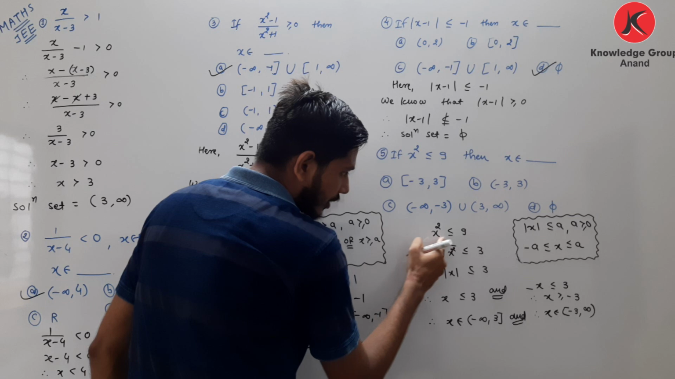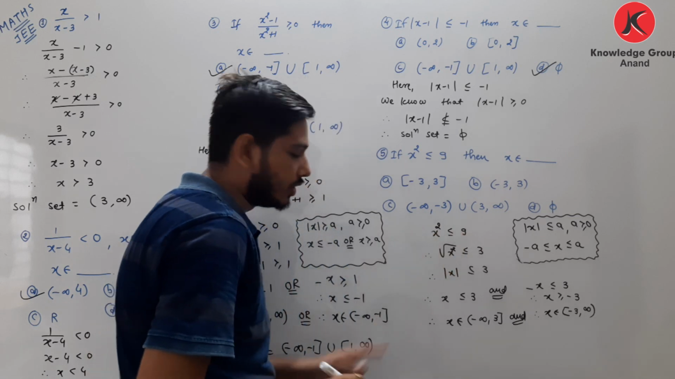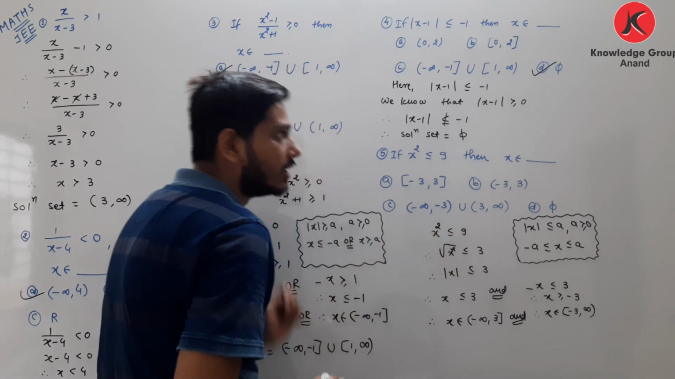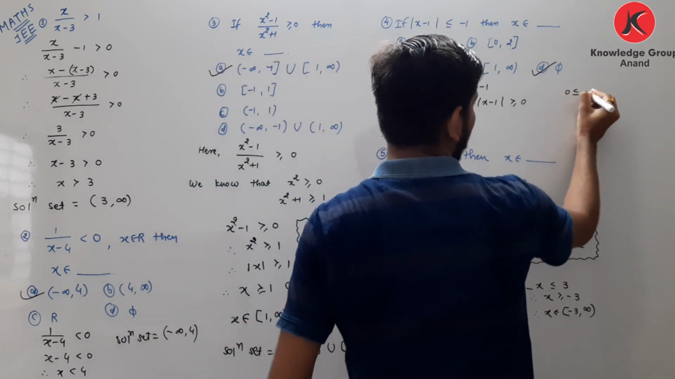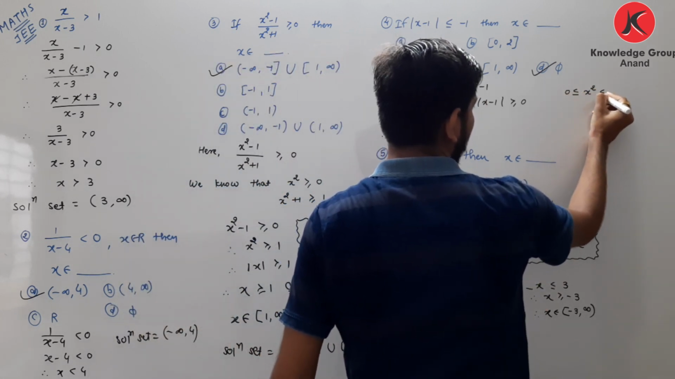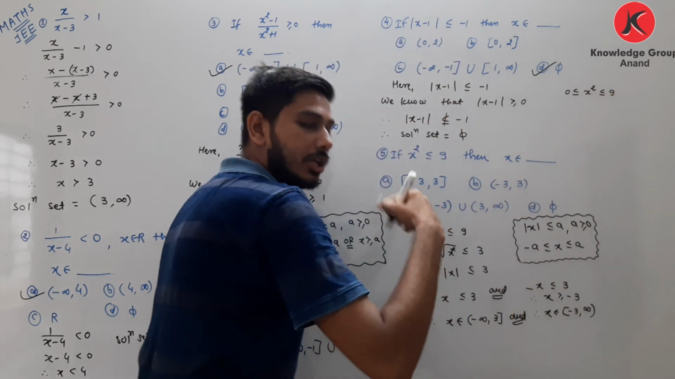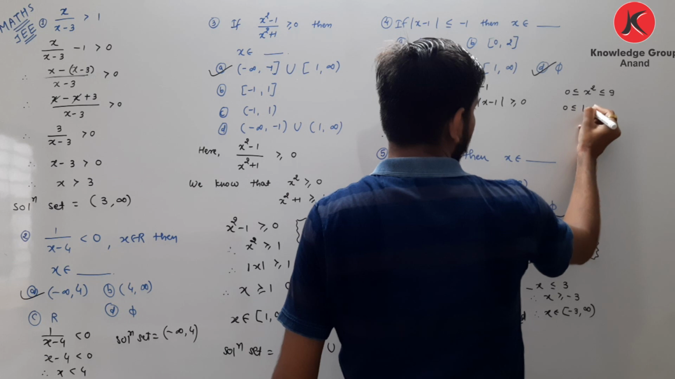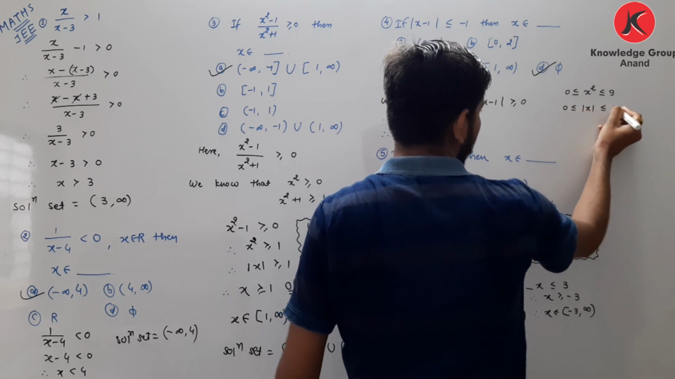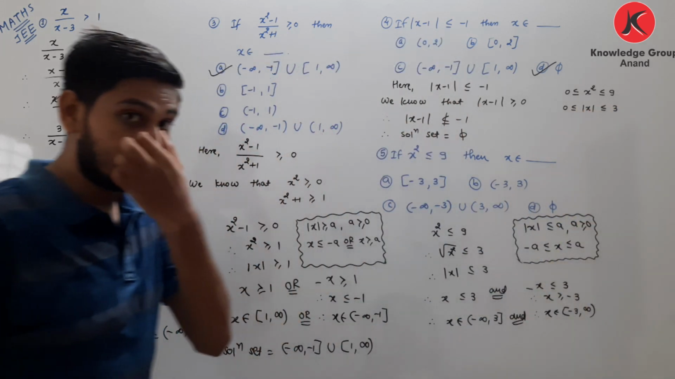We have x square is less than equals to 9, but we know that x square must be positive term. Therefore, we can write 0 less than equals to x square less than equals to 9. If we are taking square root on both these sides, therefore we will get 0 less than equals to modulus x less than equals to 3 here.